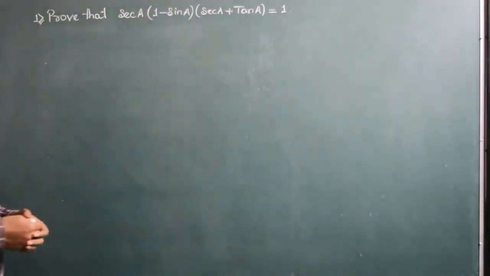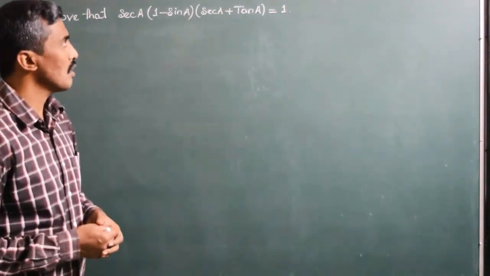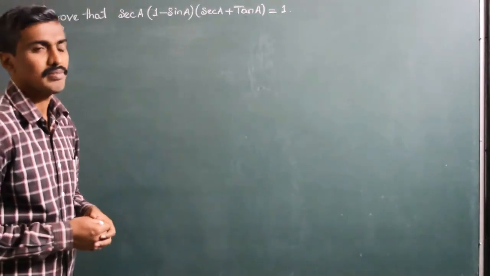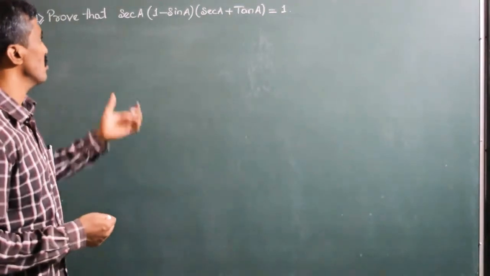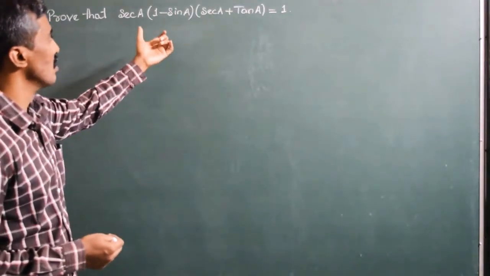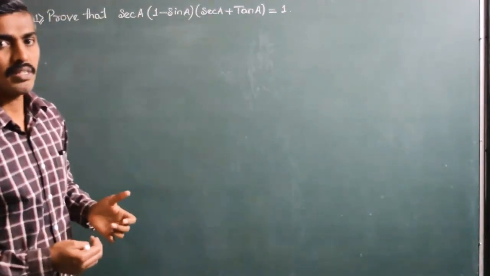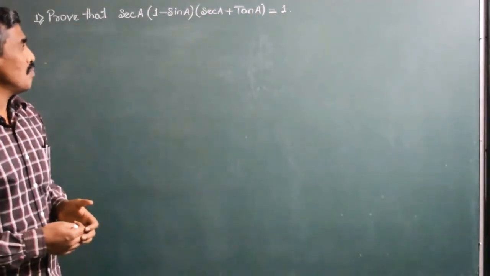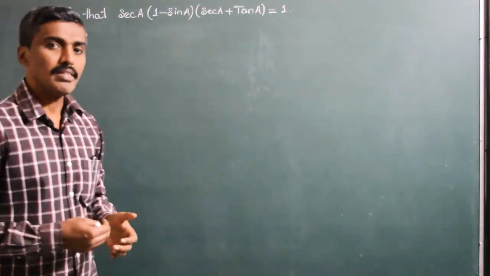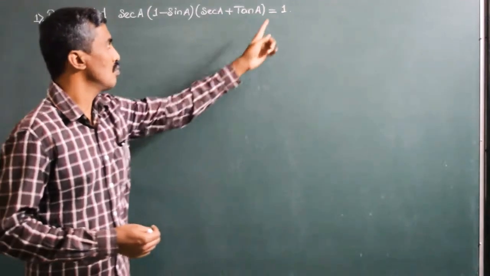The first problem is: prove that secant a into 1 minus sin a into secant a plus tan a is equal to 1. If you observe the left hand side, there are 3 terms. Secant a, second term is 1 minus sin a, third term is secant a plus tan a. On multiplication we won't get 1. But if you get the same term in both numerator and denominator, then we will get 1.